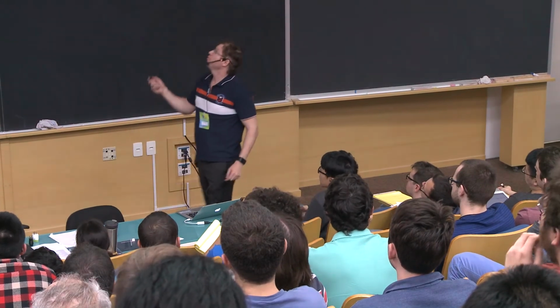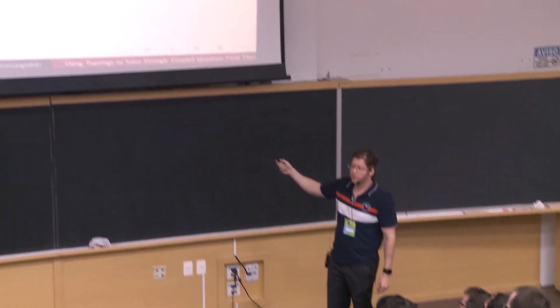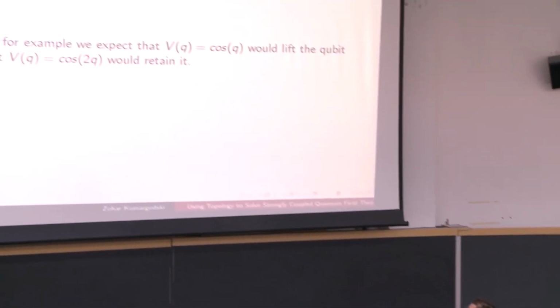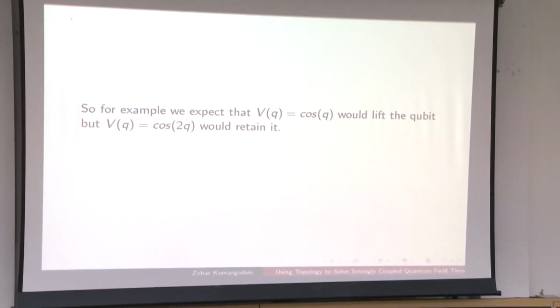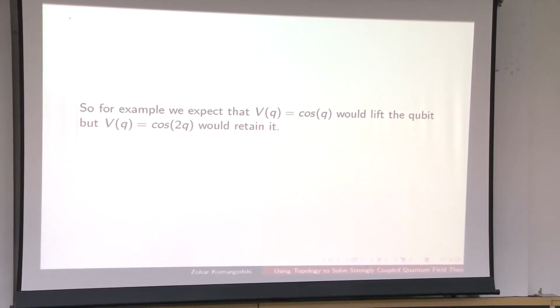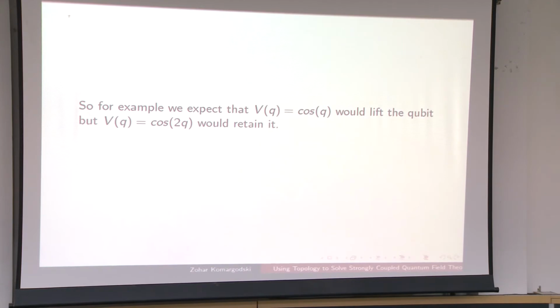So just as a simple example, if you added a cosine potential on the ring, then the qubit would disappear. But if you added a cosine of 2q, then the claim is that the qubit will remain at theta equals pi. At theta which is not pi, there is no qubit and there is nothing to discuss. The ground state is unique and trivial.